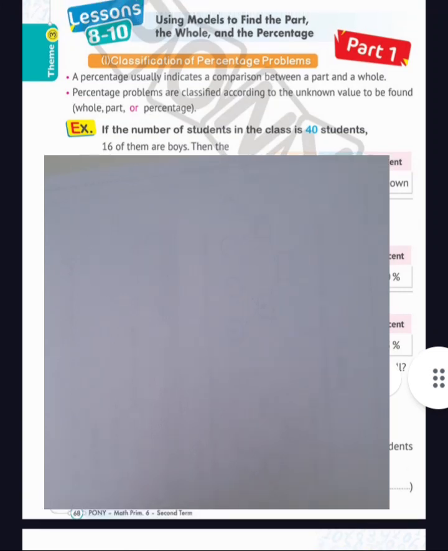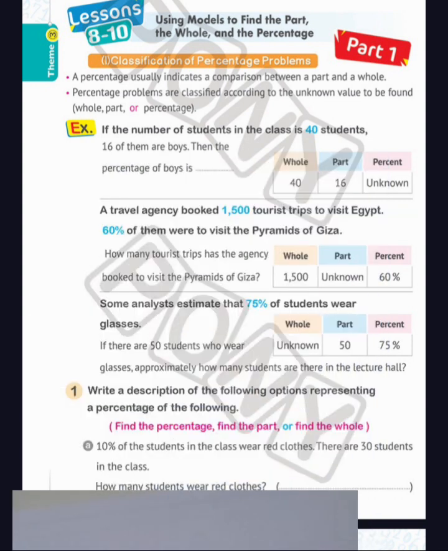How are you? Today we'll explain lessons 8 to 10, part 1, unit 10. Look at percentage with me here. We have three parts in the model: part, whole, and percent.